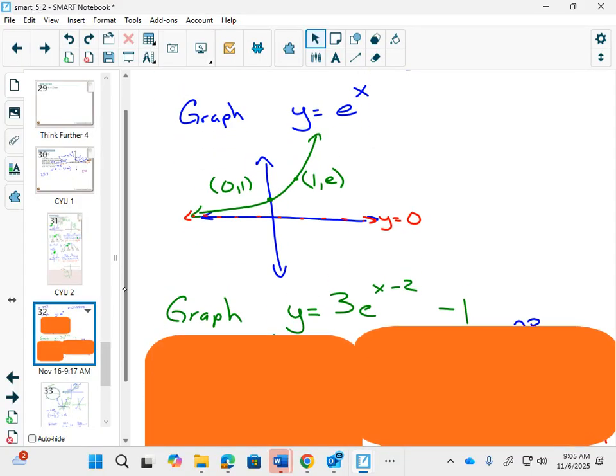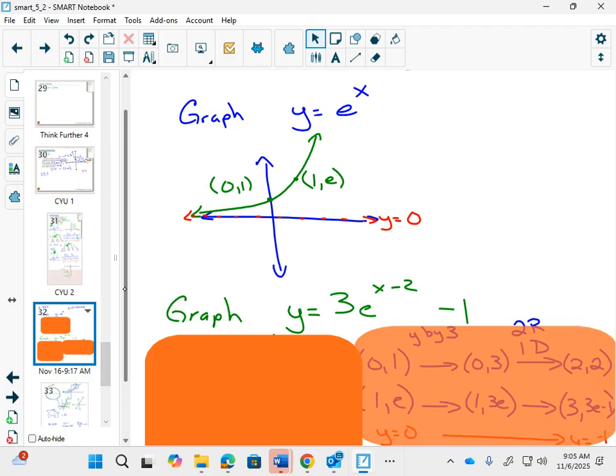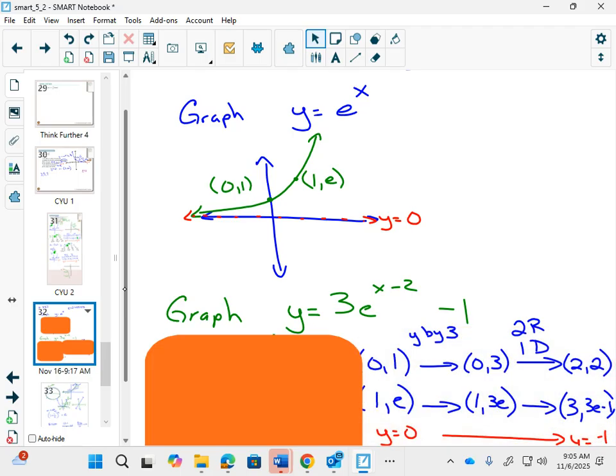And we could also do transformations. You might be asked to graph y equals 3e to the x minus 2, minus 1. So e to the x would be your parent graph, and your y value would get multiplied by 3. You would move 2 to the right and 1 down.